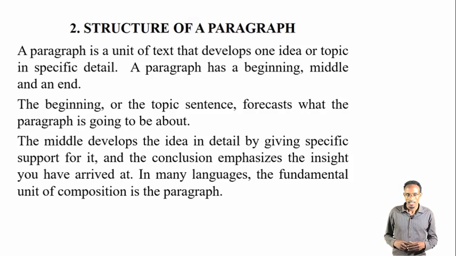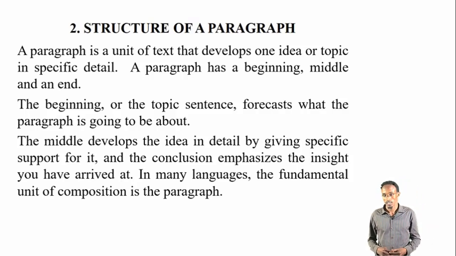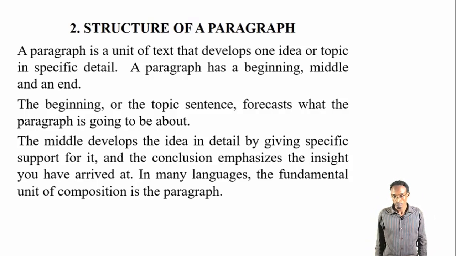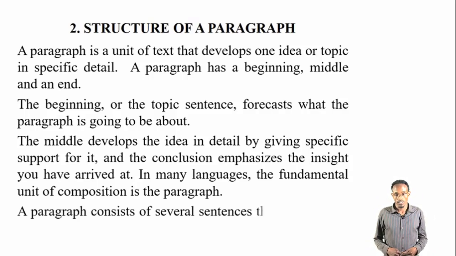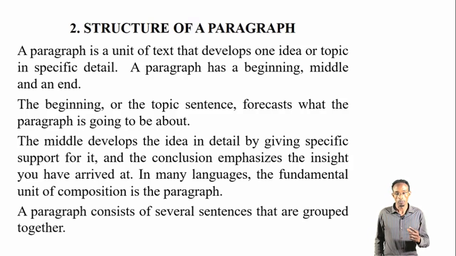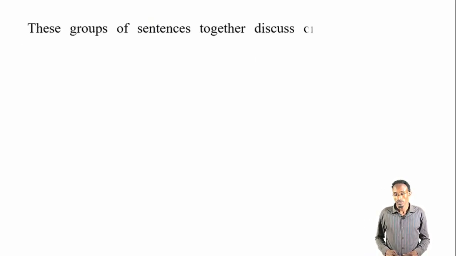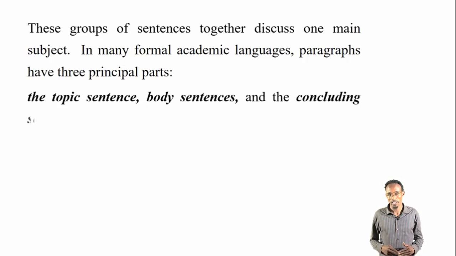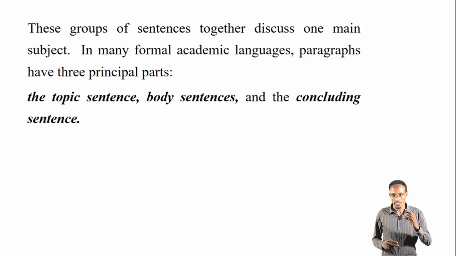In many languages, the fundamental unit of composition is a paragraph. A paragraph consists of several sentences that are grouped together. These groups of sentences together discuss one main subject. In many formal academic languages, paragraphs have three principal parts: the topic sentence, the body sentences, and the conclusion sentence.